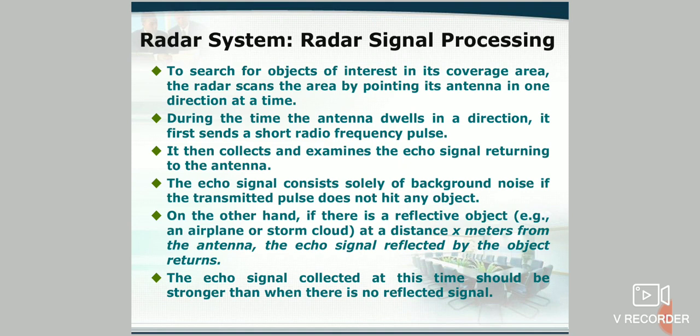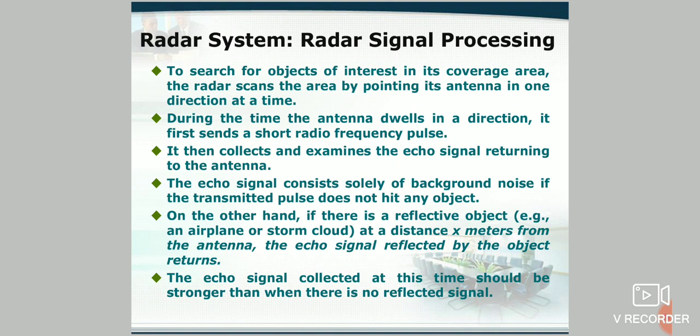The radar scans the area by pointing its antenna in one direction at a particular time instant, and during the time the antenna dwells in a direction, it first sends a short radio frequency pulse, and then it collects and examines the echo signal returning to the antenna. The computation is done on this echo signal returned to the antenna.